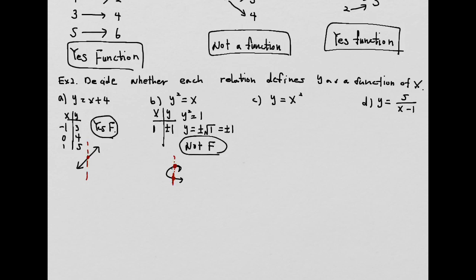What about the third one? This is quadratic, right? When the square is on the x, we know this is quadratic. So if we wanted to use the graph, this is how the graph will look. And when you use the vertical line anywhere, it only meets 1 point. So you know this is going to be a function.